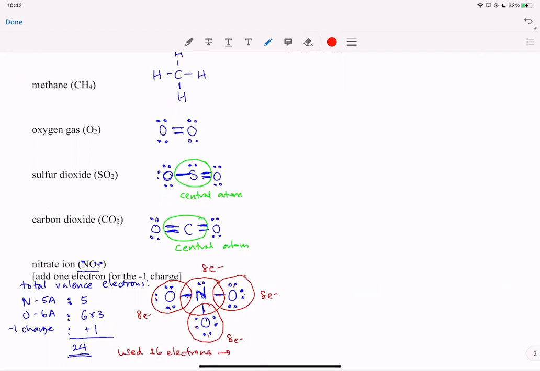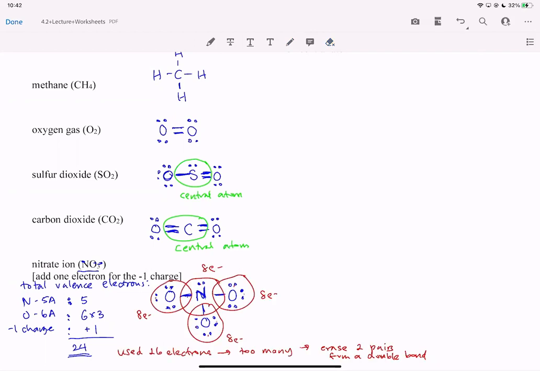That's too many. So what do you do when you use too many? You need to erase 2 pairs and then form a double bond. You can choose to erase 2 pairs from 2 atoms that are bonded together already. So don't just erase any 2 pairs. Erase a pair from one atom and then a pair from a different atom and then join those 2 atoms with that double bond.